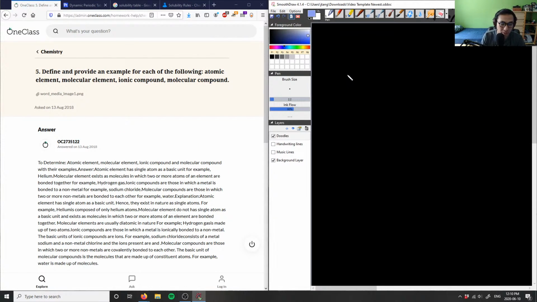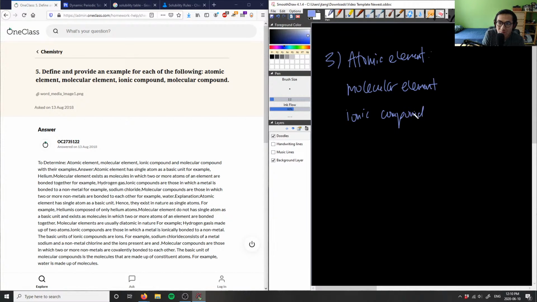Okay, let's look at number 3 here. It says define and provide an example for each of the following. So we have atomic element, molecular element, and then ionic compound, and then molecular compound. So what we have here is an atomic element, honestly, any element on the periodic table.